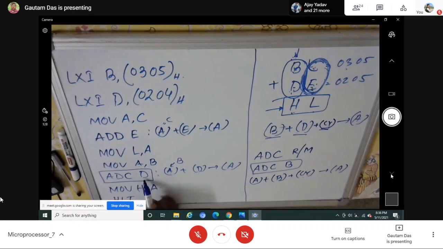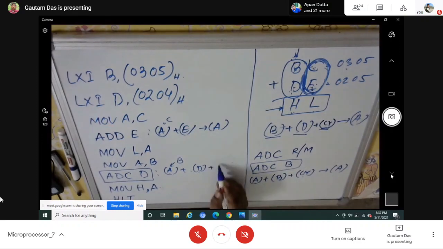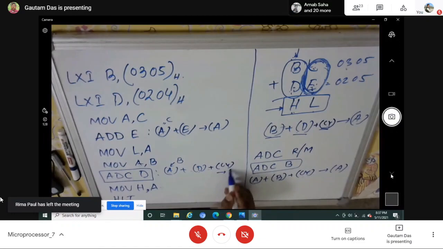ADC D means D is added with what? The accumulator. You are adding the two higher order 8-bit values, but as the instruction is ADC, that means carry information is also added and the result is there in the accumulator.